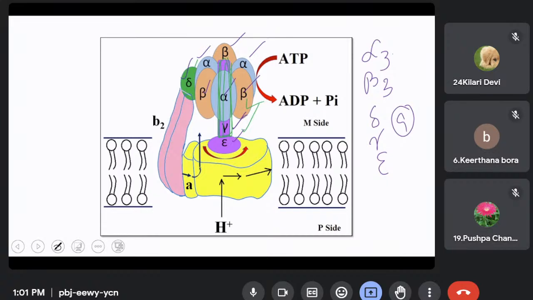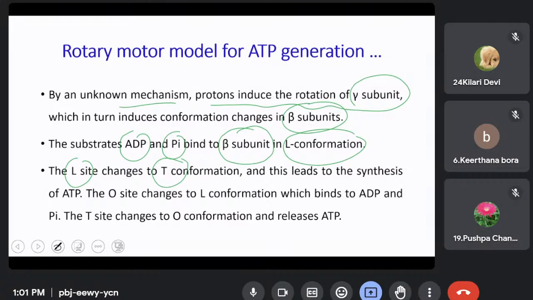Let us say this is having O, this is having L, this is having T. As rotation takes place, as change takes place in the shape, L is converted into T. The L site changes to T conformation, and this leads to the synthesis of ATP, because already at the L conformation site ADP and Pi are added, and the inorganic phosphate has to be added to the adenosine diphosphate, and this takes place when the L site changes to T conformation. The O site changes to L conformation, which binds to the ADP and Pi. The T site changes to O conformation, releases ATP.